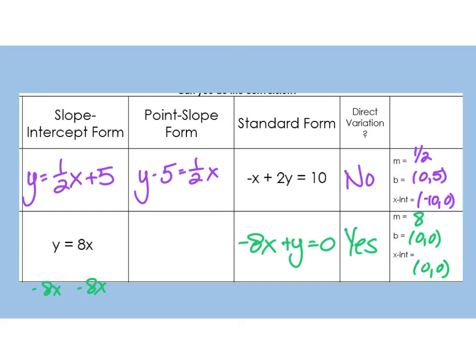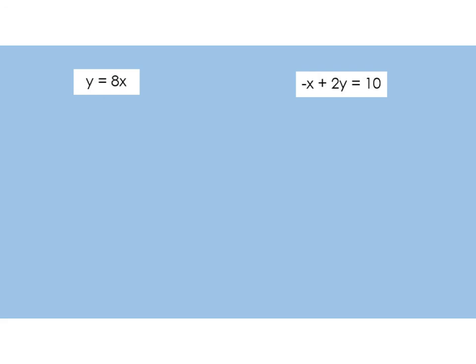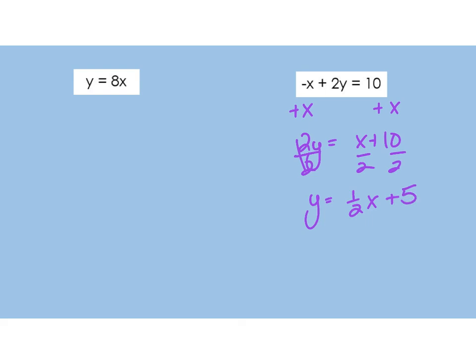Now when it comes to point-slope form, because it is a direct variation, guess what? It's going to look like this. Now for the last one, negative x plus 2y equals 10. So let's go to slope-intercept form first. So I'm going to add x on both sides. So now I have 2y equals x plus 10. I'm going to divide everything by 2. So y equals 1/2 x plus 5.